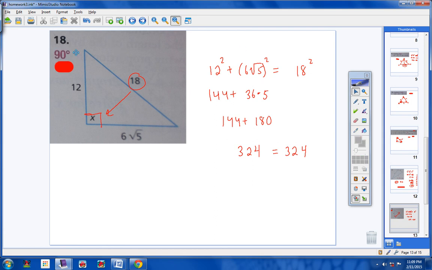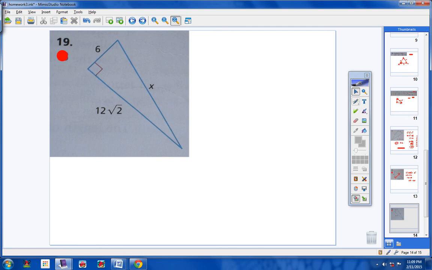Moving on to number 19. Okay, we're missing a hypotenuse. I know that because here's my right angle pointing to my hypotenuse. So one leg is 6. My other leg is 12 square root of 2. And my hypotenuse is x. Square 6, we get 36. Square this whole thing: square the 12, you get 144, times the square root of 2 squared, which is 2. So we get 36 plus 288.